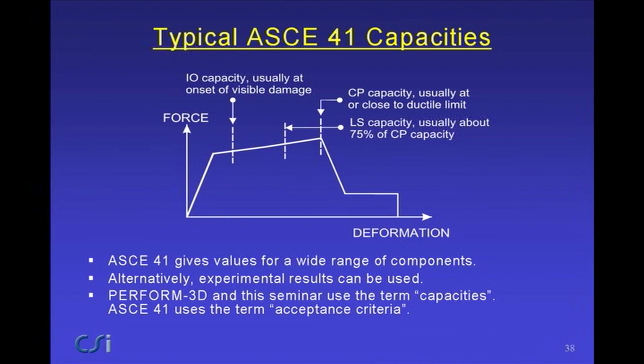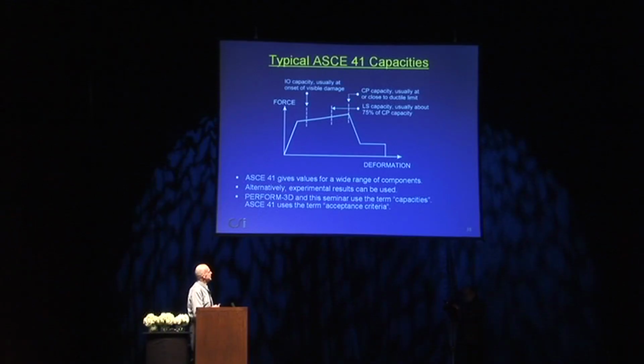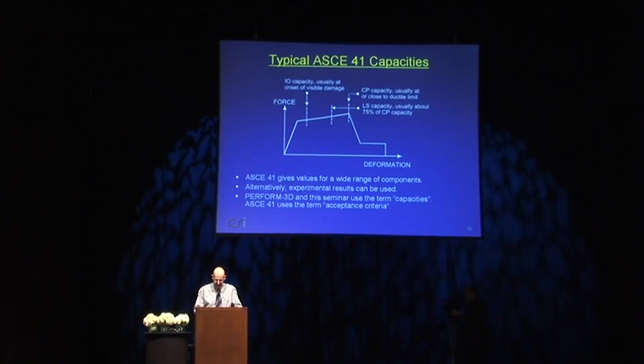For some components, it allows you to come out to here, but these would be secondary components where the strength of the structure doesn't depend on the behavior of those components. Most primary components, it's either here or somewhat before you reach the ductile limit. And in ASCE 41, a life safety capacity is typically about 75% of the CP capacity.